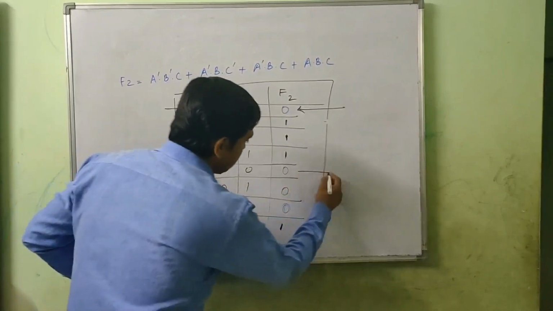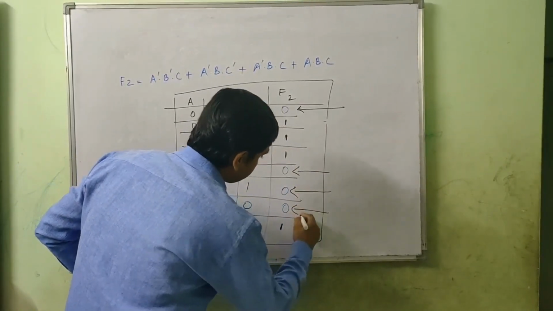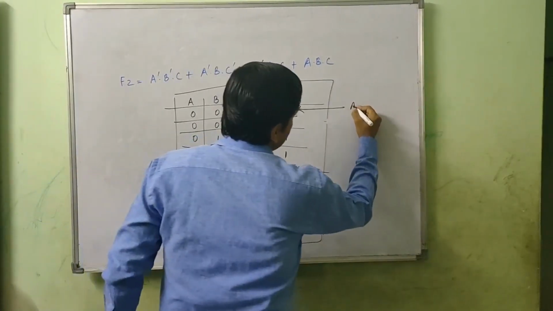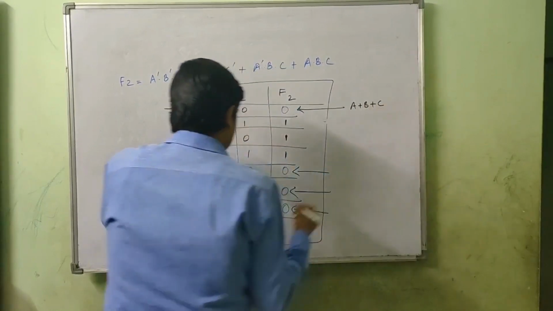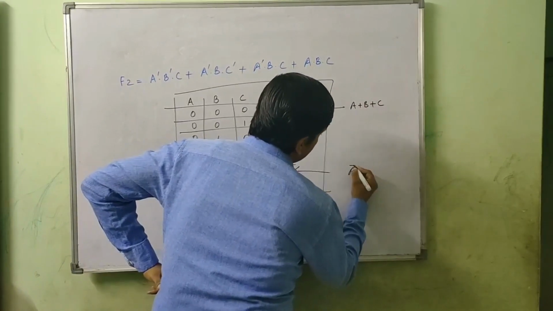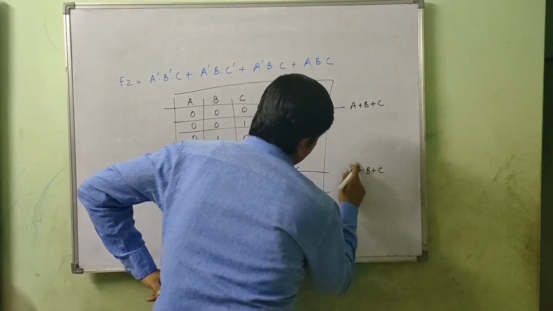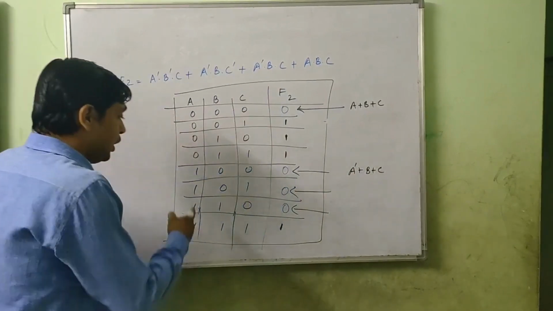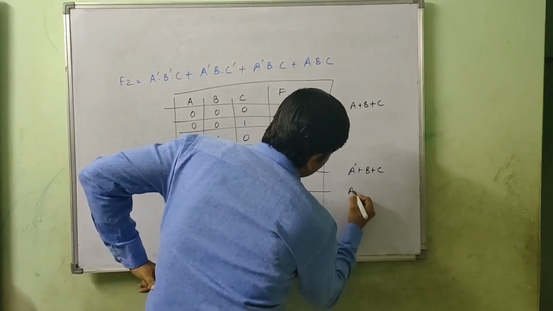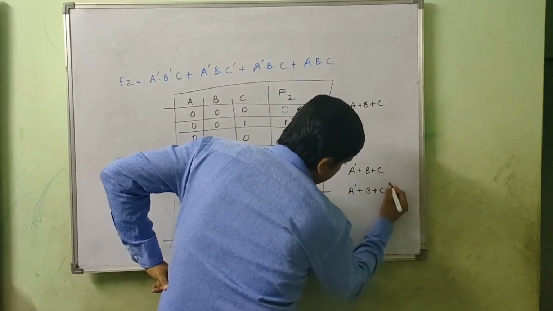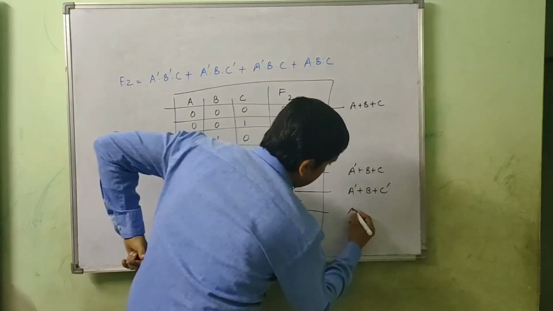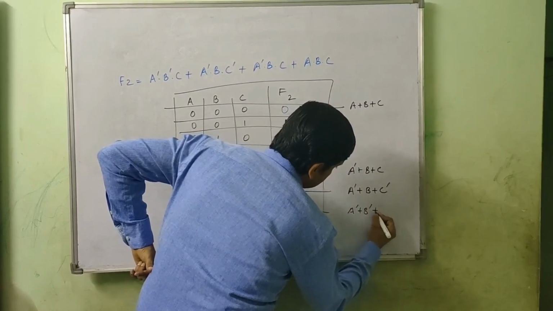Zeros are the max terms, so there are 4 max terms over here. It will be A plus B plus C, A complement plus B plus C. You can represent complement like that also. And this one is A complement plus B plus C complement, and this one is A complement plus B complement plus C.